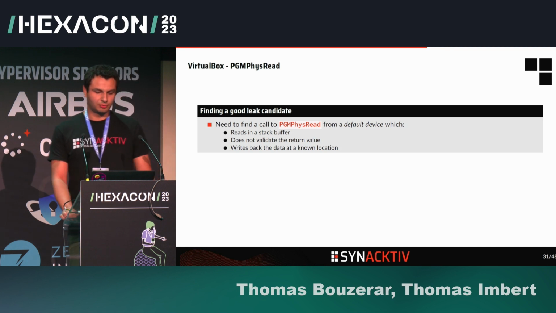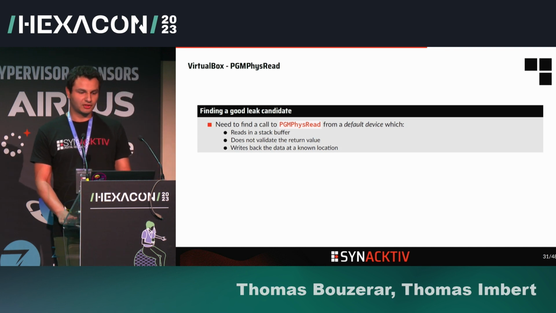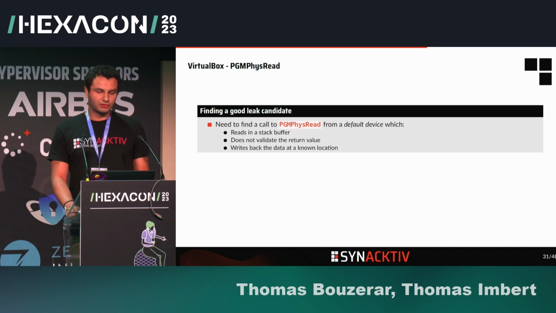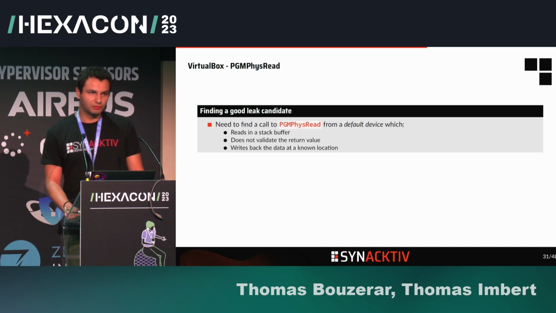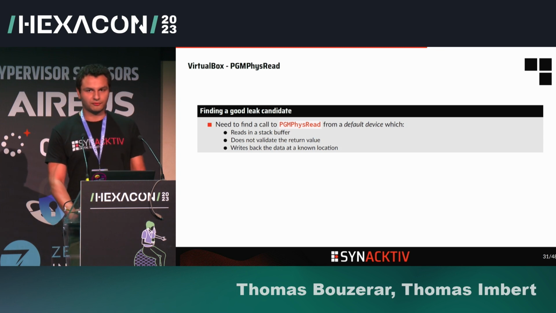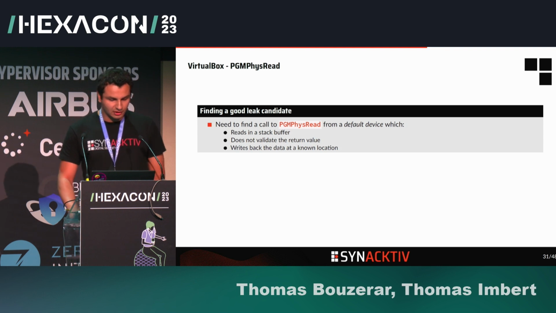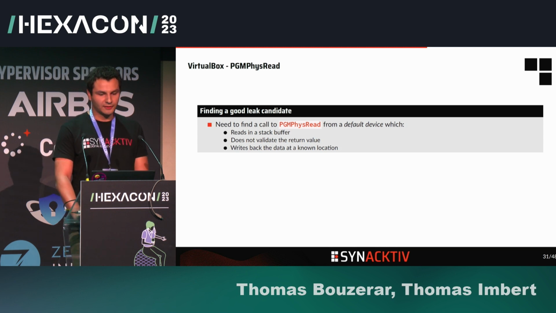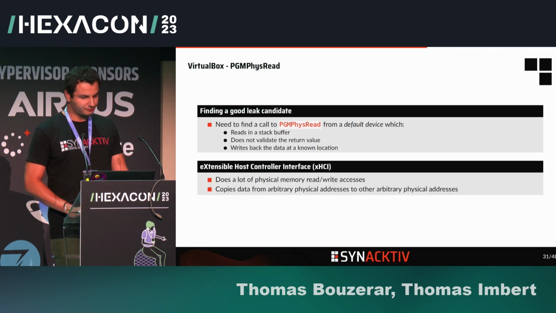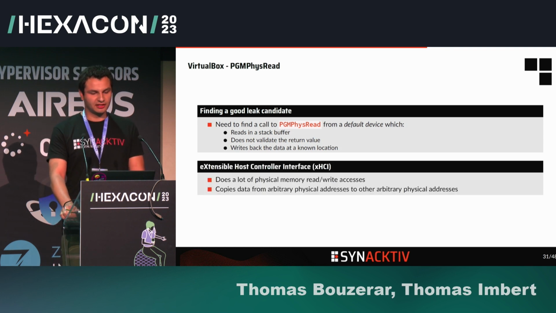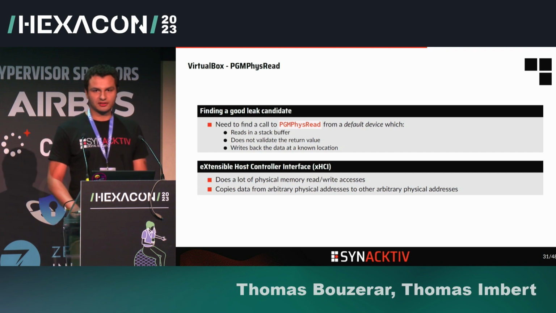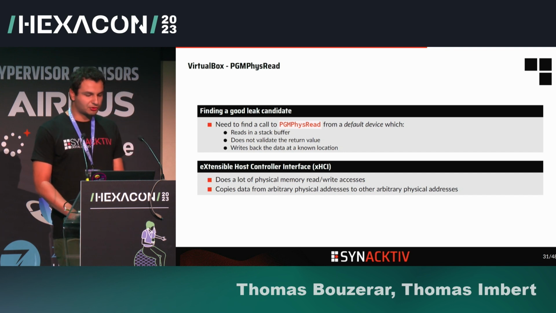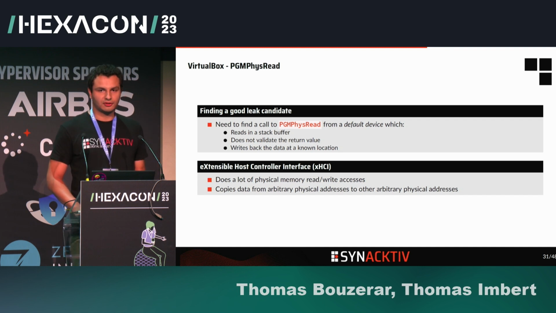So we need a call to PGM physRead which does not validate the return value. We want it to read into a stack buffer because we want to exploit the stack buffer overflow, so that's pretty good to get return addresses from the stack and eventually stack cookies. And then we have the device. We need the device to write back the data to the guest memory so that we can read the leaked data. And we found a nice match in XHCI, because it does a lot of physical read and write accesses, and it copies data from arbitrary physical addresses to other arbitrary physical addresses.